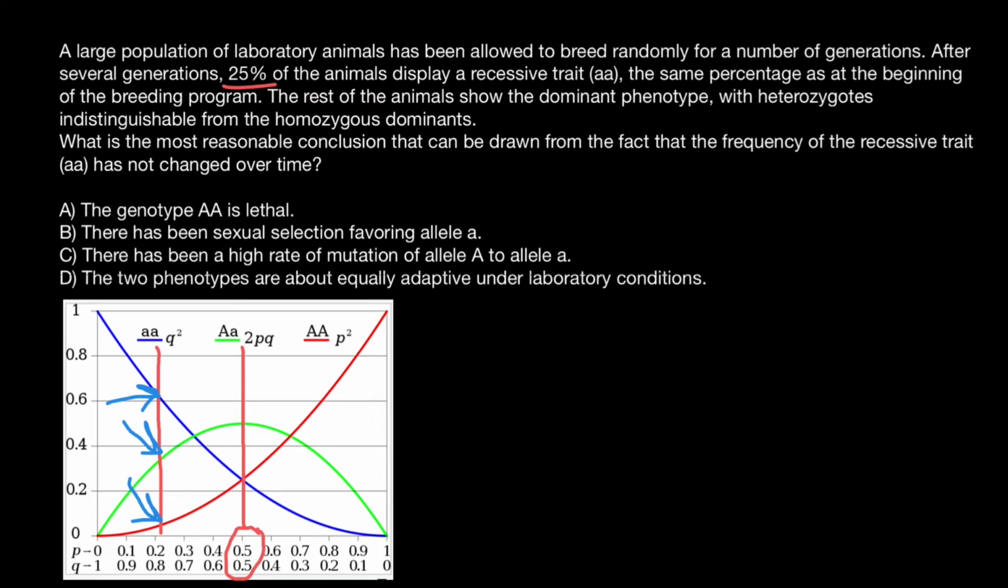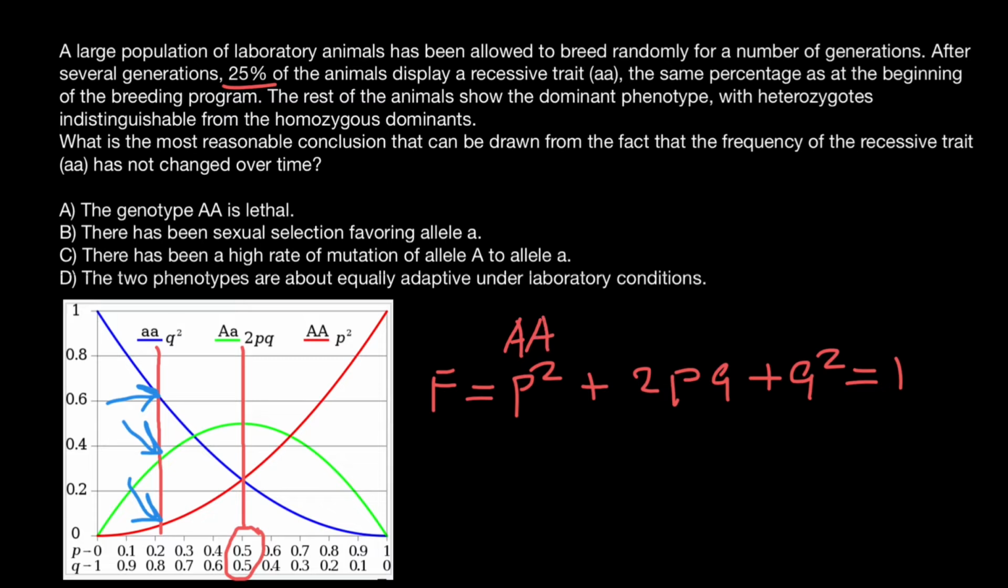Mathematically, we can also say that the frequency of the three genotypes that can be made by two alleles is, where F stands for frequency, P squared plus 2PQ plus Q squared, and all three genotype frequencies equal 1, or 100%. P squared in this formula stands for the homozygous dominant genotype, 2PQ stands for the frequency of the heterozygous genotype, so capital A and small a, and the frequency of the recessive genotype would be Q squared, or small a small a.